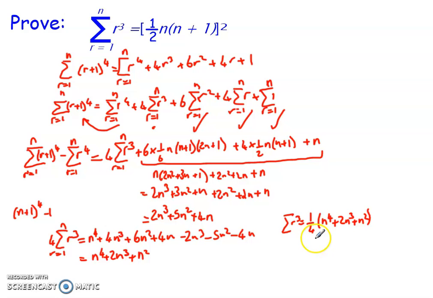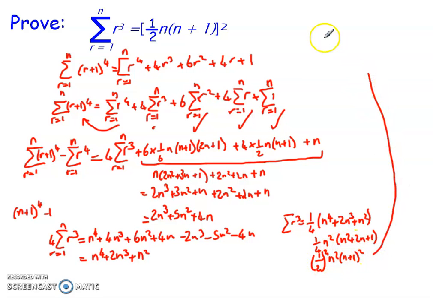Because what I can then say is that this side here is the equivalent of a quarter n squared bracket n squared plus 2n plus 1. Now this here can be written as n squared bracket (n plus 1) squared, so two squared terms, but the quarter can be written as that as well. The quarter can be written as (1/2) all squared.